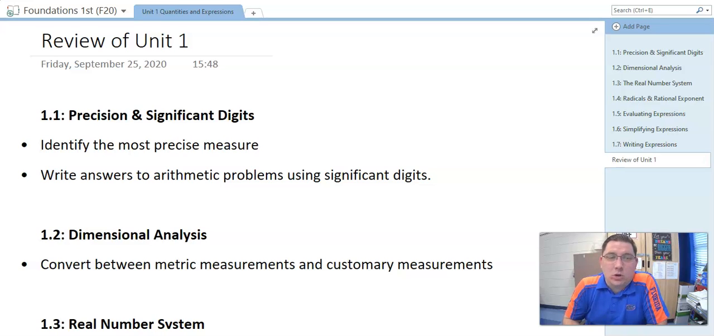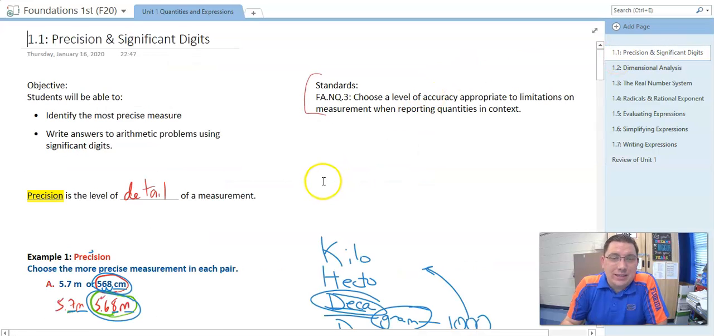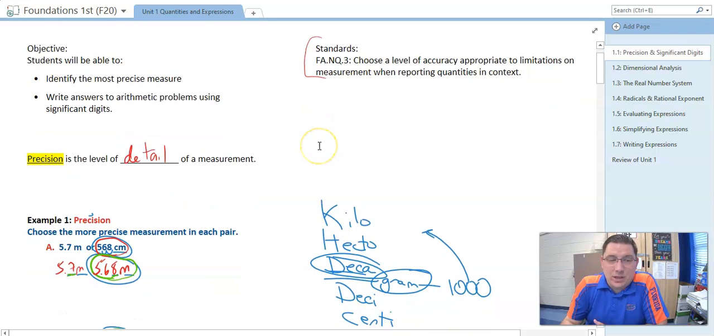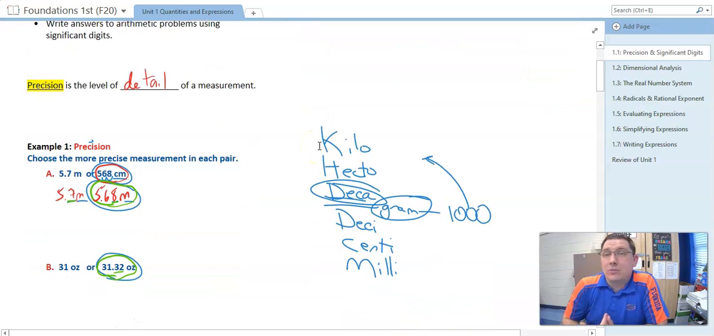And so in section 1.1, we talk about precision and significant digits. If you're looking at your notes, a key thing to remember is that precision is the level of detail of a measure. When we talk about a unit being more precise, remember to look at the significant digits, and we also look at the units themselves. For example, we have 5.7 meters or 568 centimeters. The centimeters is a more precise unit, and so it is more precise.